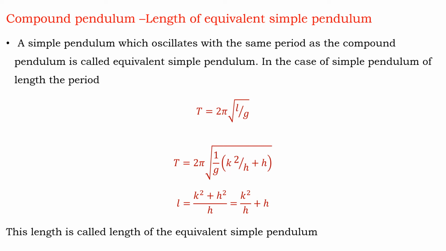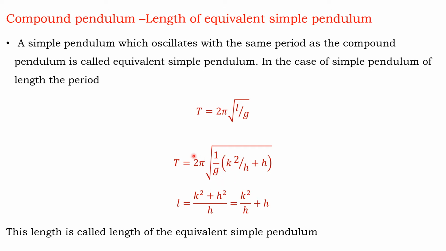Dear students, in the last class we have studied an expression for the period of oscillation of a compound pendulum. The period of oscillation of a compound pendulum, T, can be represented as T is equal to 2 pi into root of 1 by g into k square by h plus h, where h is the length of the pendulum and k is the radius of gyration.